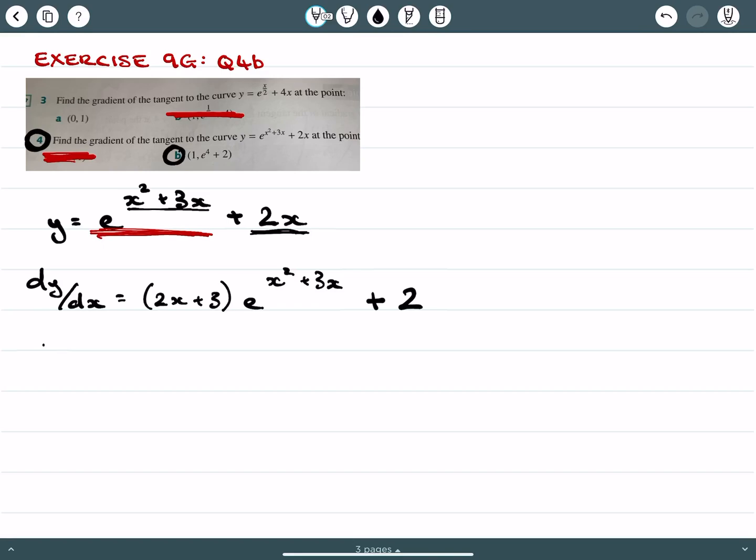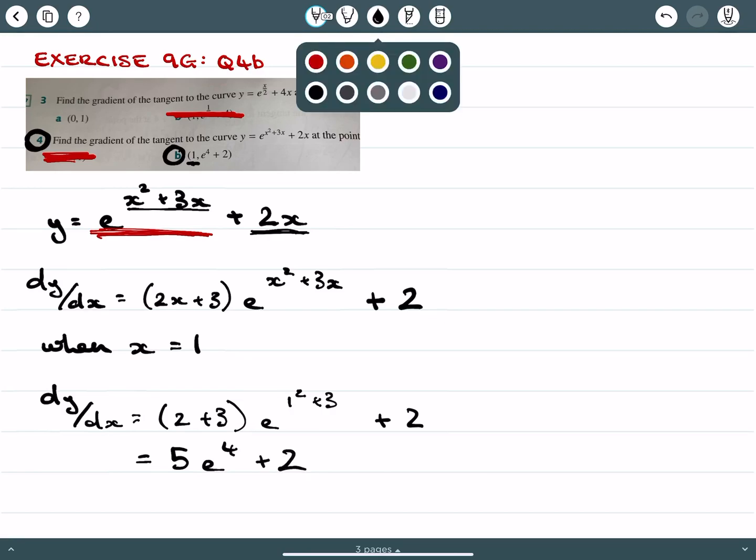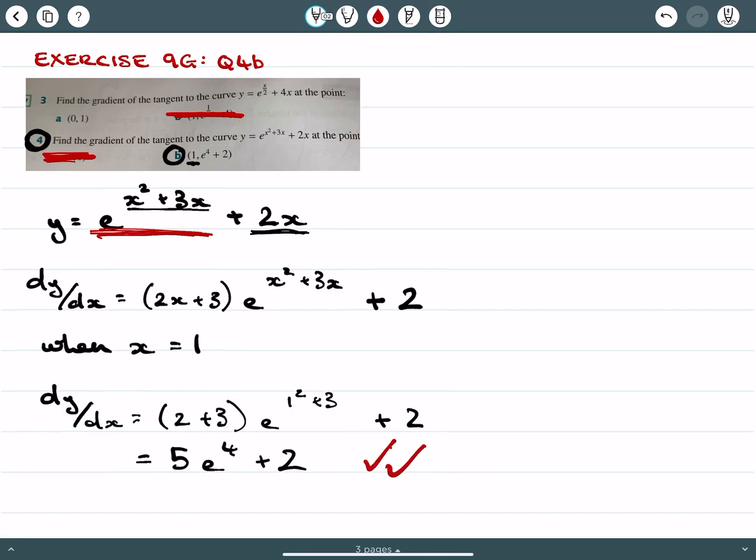And then we're going to do the same thing as we did in our last example. We're going to ask ourselves when x equals 1, because that's what this is showing. And we're going to be saying dy dx equals (2 plus 3) e to the 1 squared plus 3, plus 2. And we're going to have 5 e to the 4 plus 2. And if we check the answer, this is also correct.